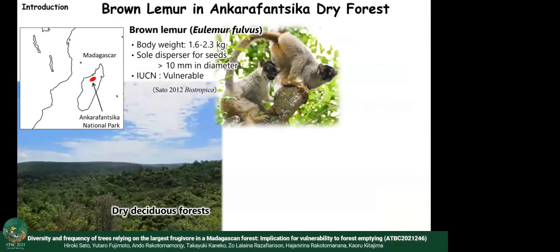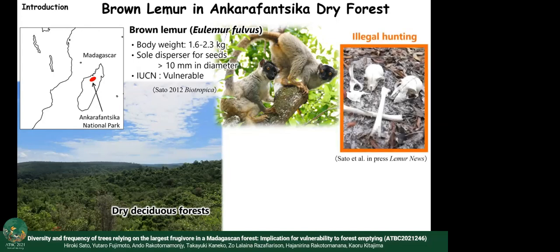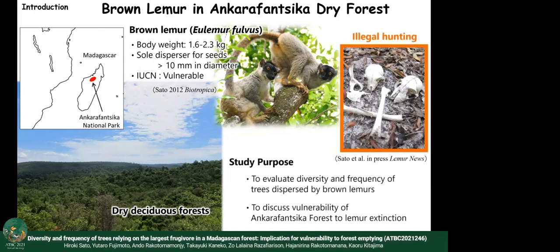We have been studying the ecology of dry deciduous forest in Ankarafantsika National Park, northwestern Madagascar. In this forest, the largest frugivore, the brown lemur, is the sole disperser for seeds over 10 millimeters in diameter. Because this species is illegally hunted and the risk of regional extinction is increasing, we would like to evaluate the diversity and the frequency of the trees dispersed by brown lemurs and discuss the vulnerability of Ankarafantsika forest to lemur extinction.